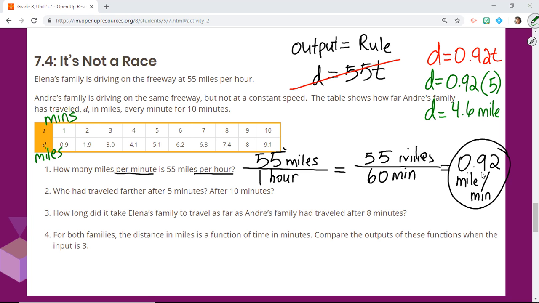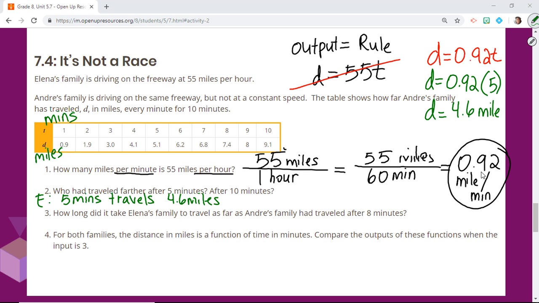So let's make sure we answer that question correctly. 4.6 miles in 5 minutes. So I'm going to write that here for number 2. So Elena, I'm just going to write E. 5 minutes, travels 4.6 miles.